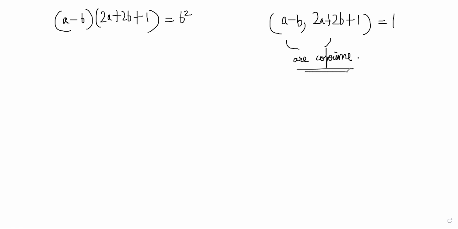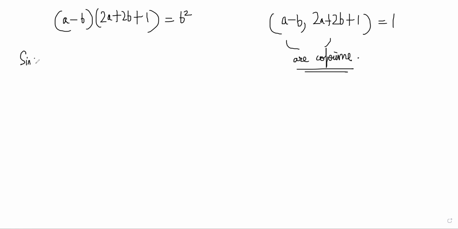And if you recall, in one of the previous classes, we had said that if there are two co-prime numbers and the product of those two numbers is the kth power of some integer, then the numbers themselves are also kth powers of some integer, right? We had shown this in a previous class. So we are going to use that.